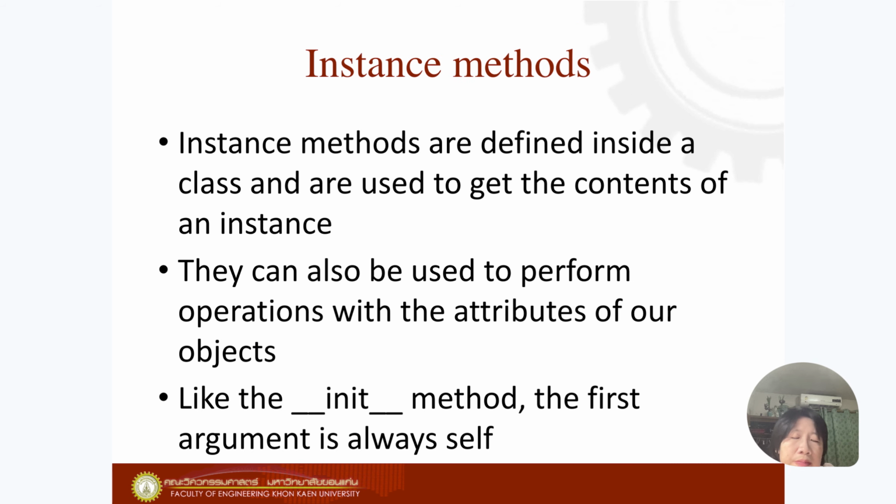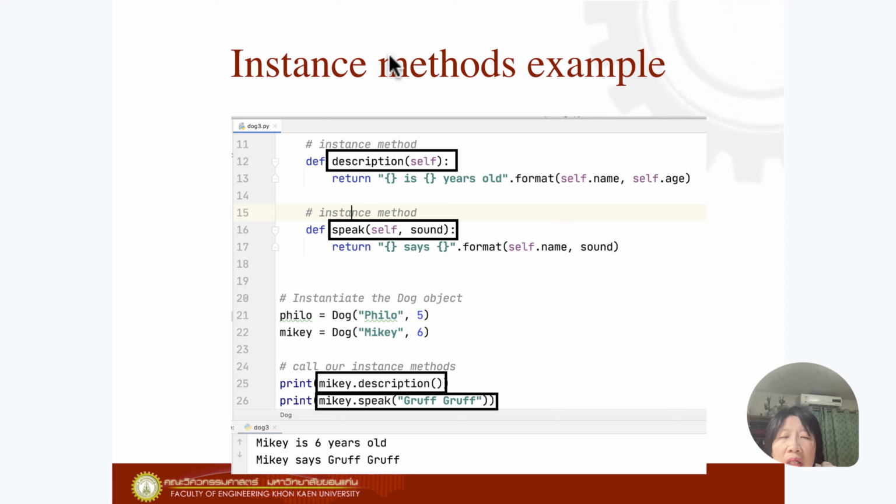Okay, instance methods are defined inside a class and are used to get the content of an instance. They can also be used to perform operations with the attributes of our object. Like the init method, the first argument is always self. So here we see other instance methods beside the init method. Here we have the instance method description, and the first parameter is self, and the second instance method is speak, and the first parameter is self, and the next parameter is sound, right?